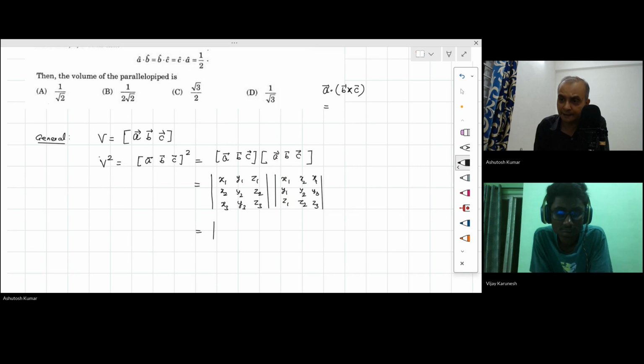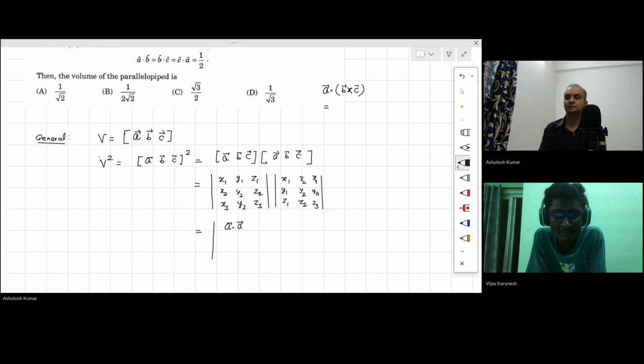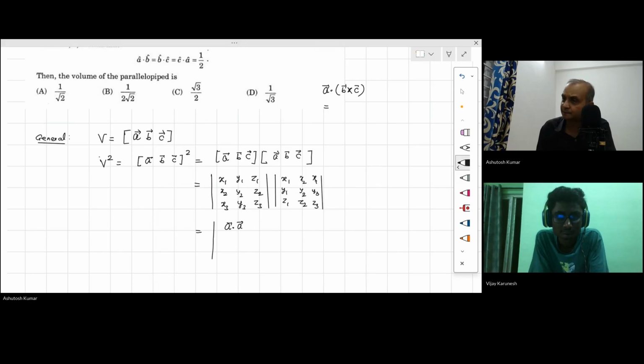Can you write directly? It is nothing but x1 square plus y1 square plus z1 square. So can you write A dot A? It is there. Yes or no? Yes, sir. Correct? Because you do A dot A, you get mod A square and you get the same thing, correct? Yes, sir. Okay, very good.